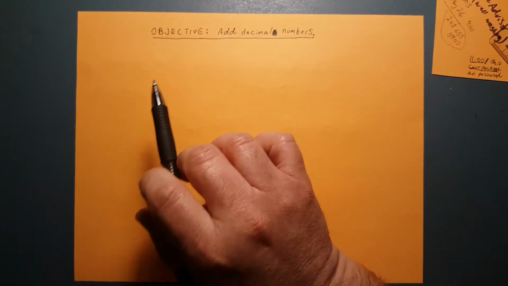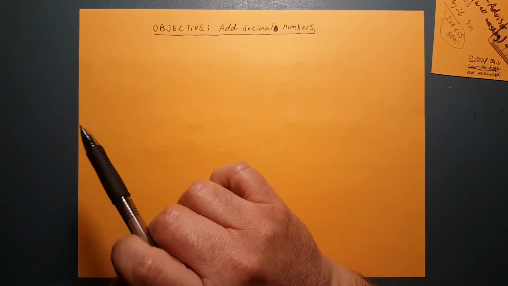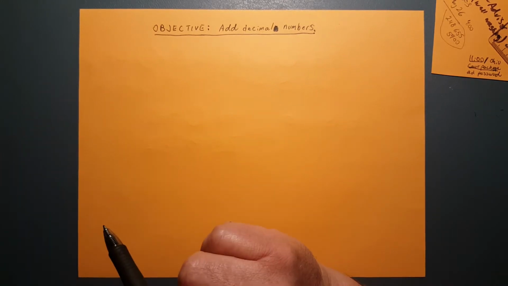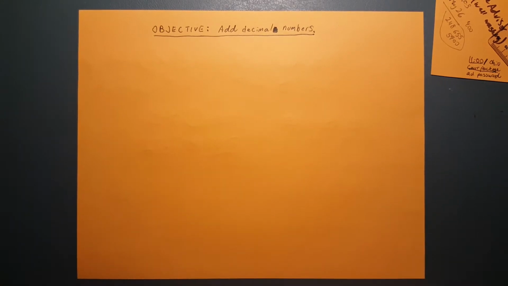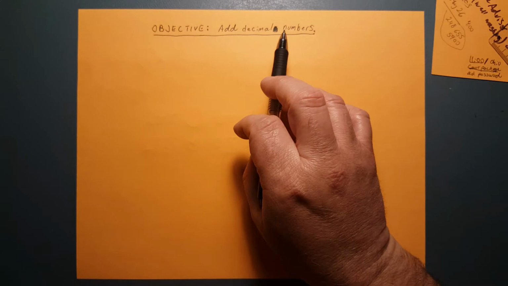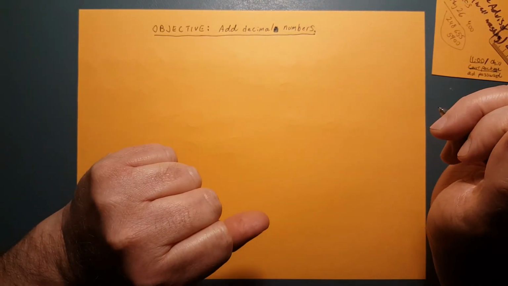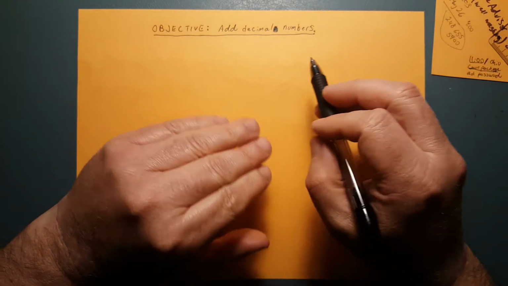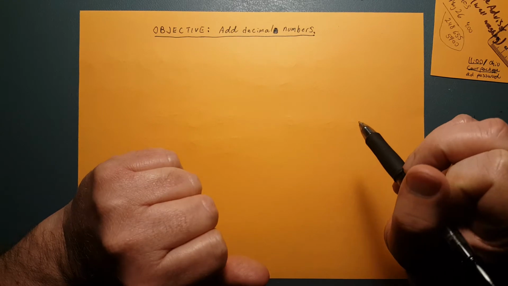All right, so you've noticed this week we've been talking about the relationship between decimals and fractions. All of our work this week has been about that. Today our objective is to add decimal numbers, but the reason we have this inside this category is that we want to see how that relates to fractions also. So let me show you what I'm talking about.